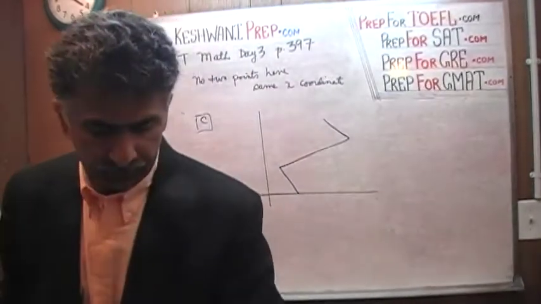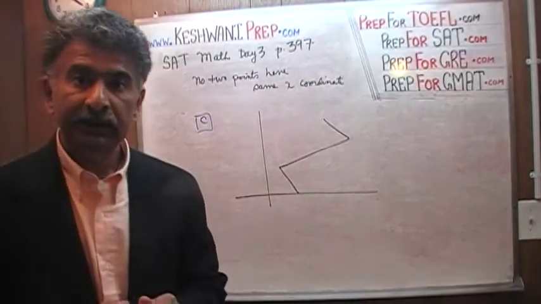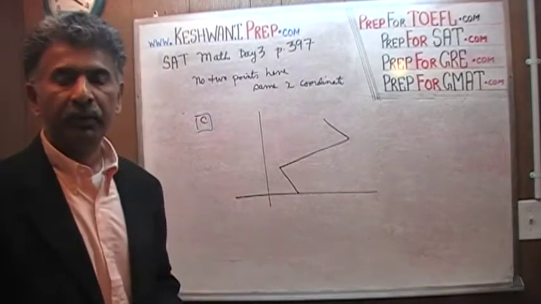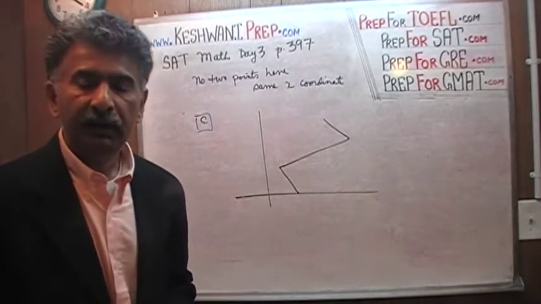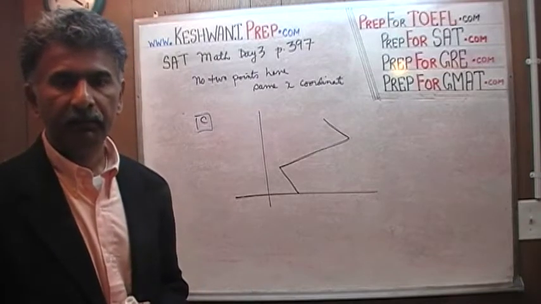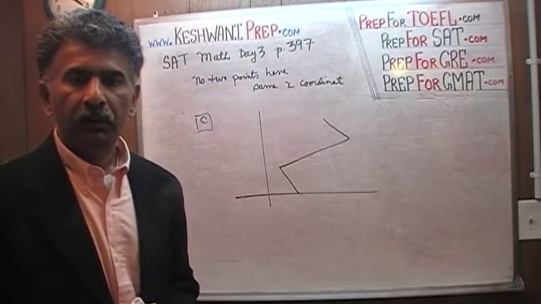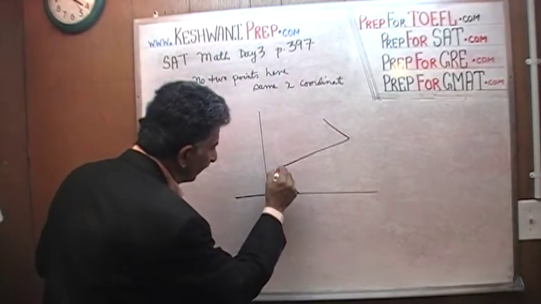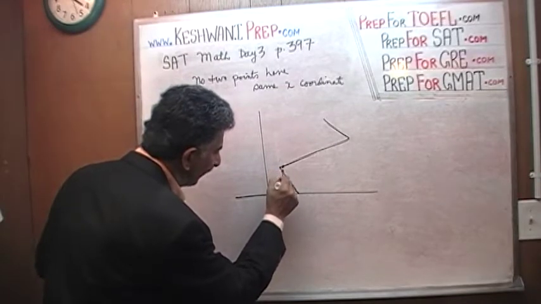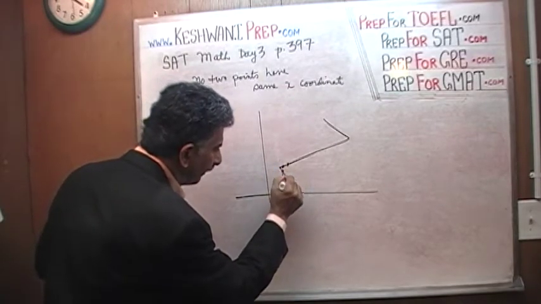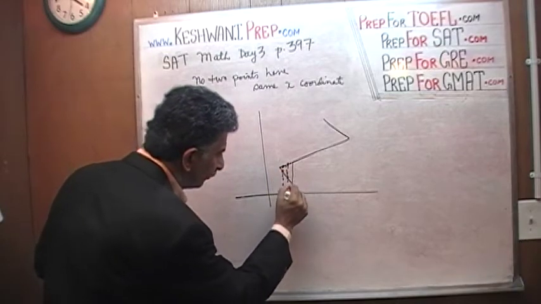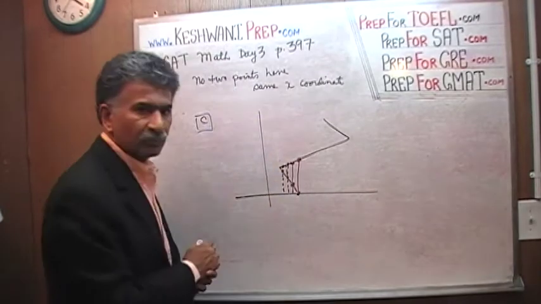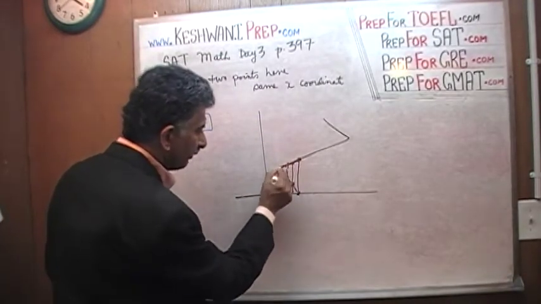Are there any points here whose x-coordinate is going to be same? And the answer is yes. How many such points are there where the x-coordinate may be the same? And the answer is infinite points. There are infinite number of points where more than one point will have the same x-coordinate. For example, start from here. This point and this point, they both have the same x-coordinate. This point and this point, they both have the same x-coordinate. And these two points right here and here, they have the same x-coordinate. And this point right here from here and here, they have the same x-coordinate. And of course, there are infinite points from here to here.